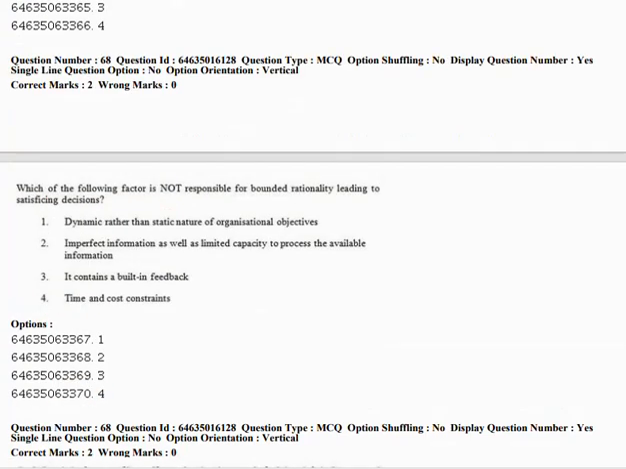Question number 68. Which of the following is not responsible for bounded rationality leading to the satisficing decision? Dynamic rather than static nature of organizational objectives, this is correct. Imperfect information as well as limited capacity, this will be there, meaning the option is wrong. It contains a built-in feedback, this will also be there, meaning the option is wrong. And time and cost constraint also exist, meaning this one is also incorrect. Option number A is the correct answer.